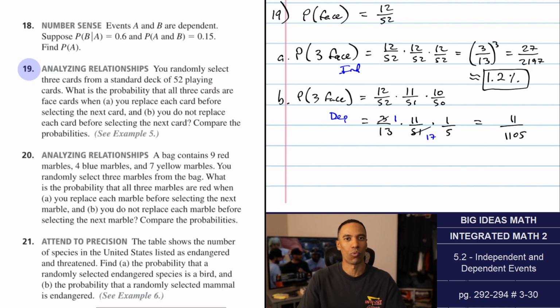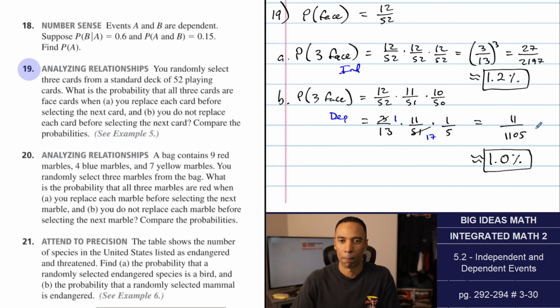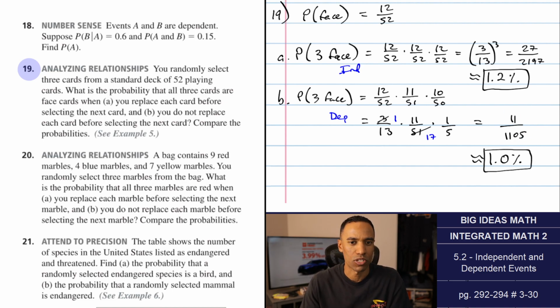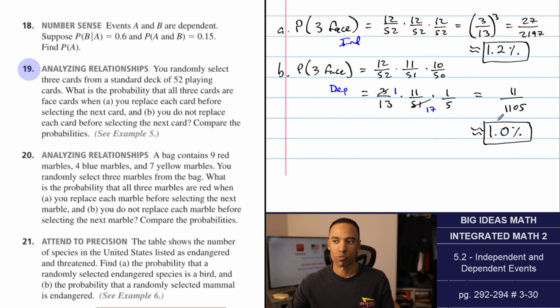That's really close to 1%, y'all. When it comes to rounding, it's 0.0099. I'm going to call that about 1.0%. So it's a slightly lesser chance. How many times lesser are they asking? Compare the probabilities. So we have to divide this percentage by this percentage. But remember, those are rounded numbers.